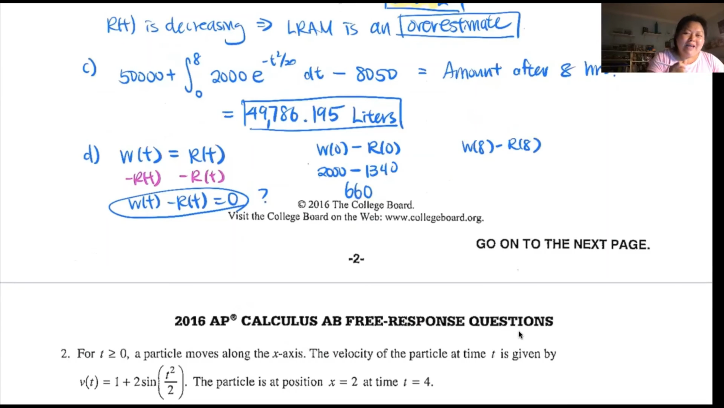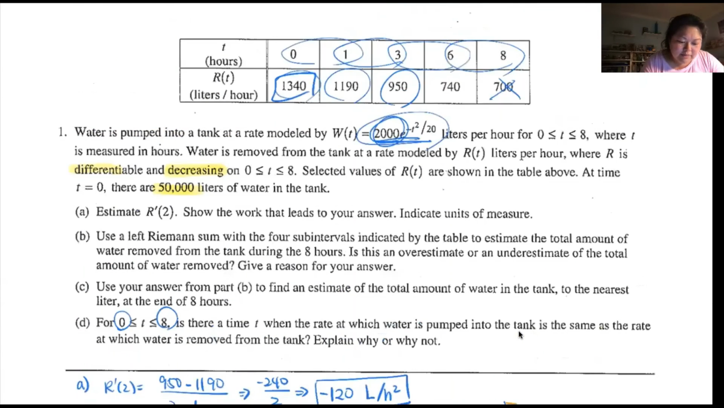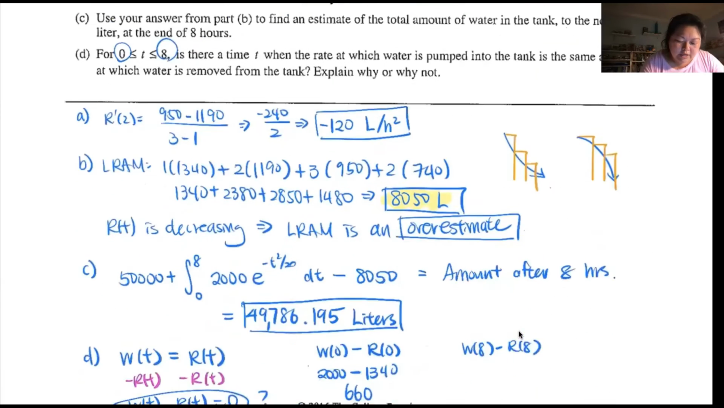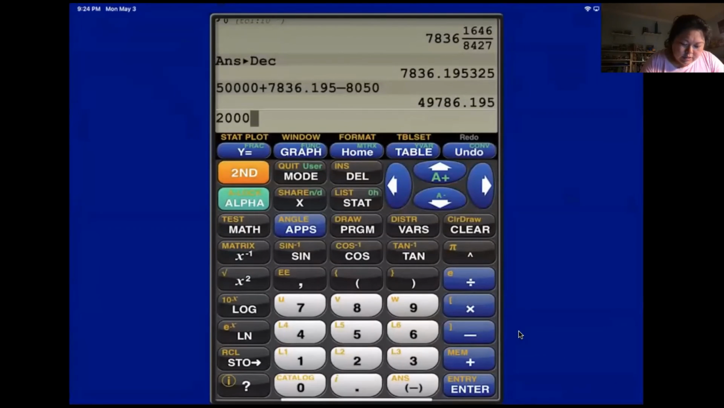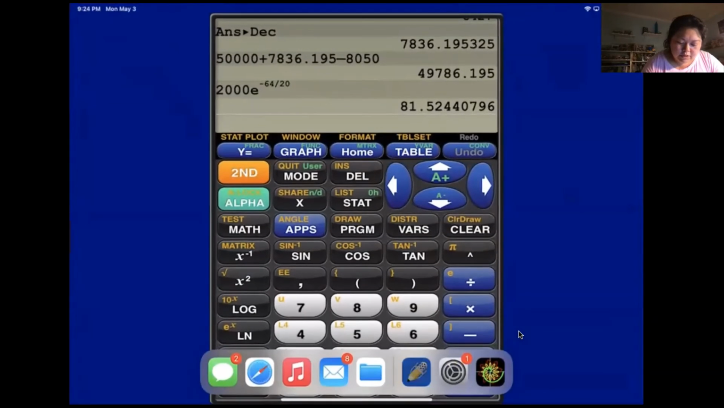Okay. What about W of 8 minus R of 8? W of 8, if we plug 8 into this function, is 2,000 times e to the negative 8 squared over 20. So W of 8 equals 2,000 e to the negative 64 over 20. I don't know what that is. Let's check. 2,000 e to the negative 64 over 20 is 81.542. Okay, let's remember that.